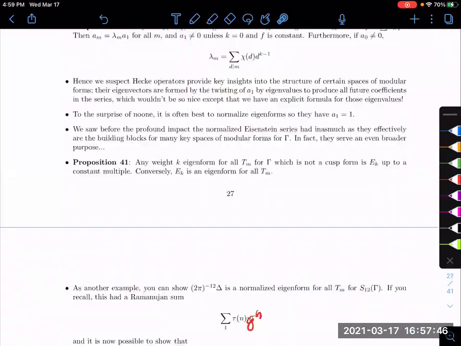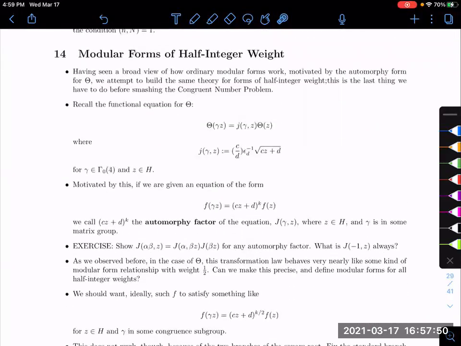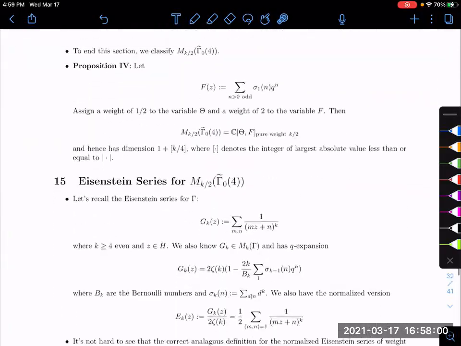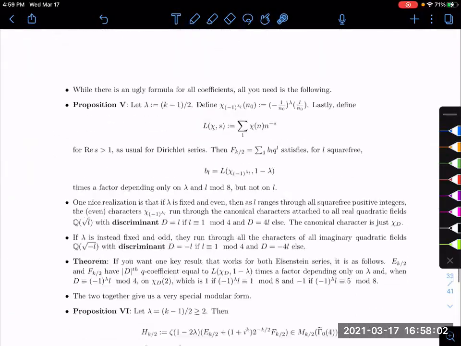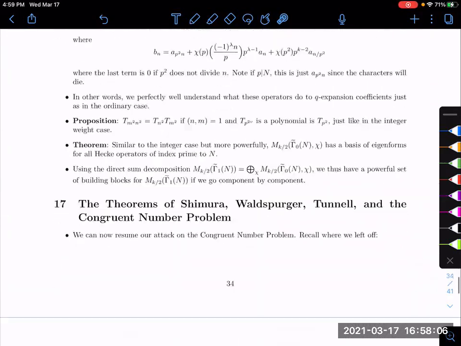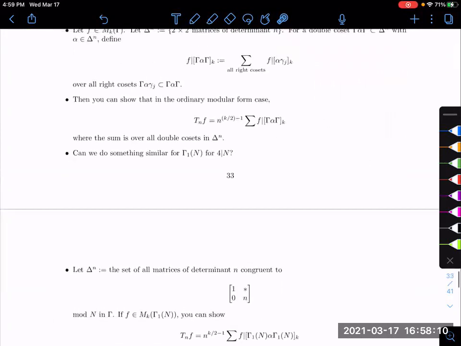So I think that's, what did we get through? Another 5 pages or so? Yeah, perfect. We'll stop there. Next time, we're going to finally define modular forms of half-integer weight. That's going to be another very fast kind of knowledge-based section. Then we're going to talk just briefly about Eisenstein series for those spaces, and then very briefly about Hecke operators for modular forms of half-integer weight.